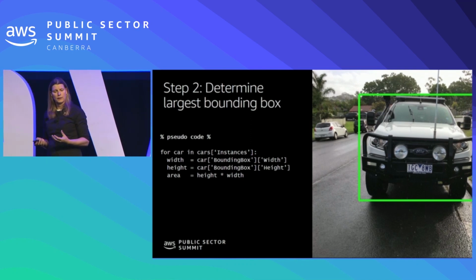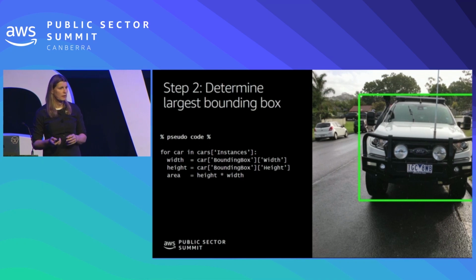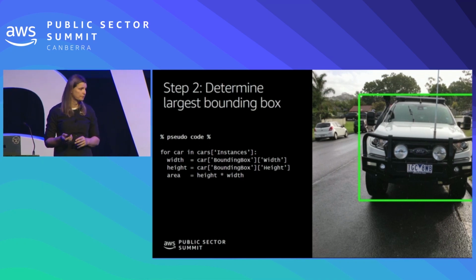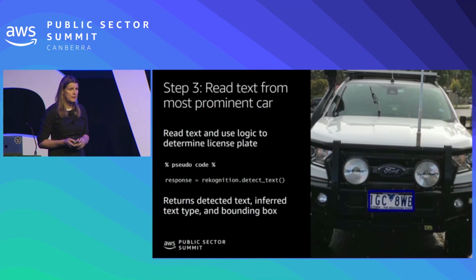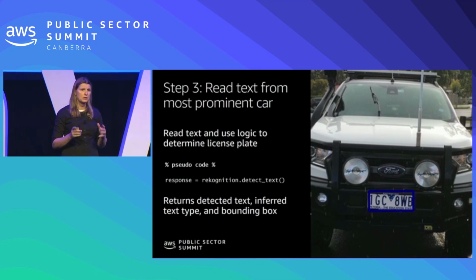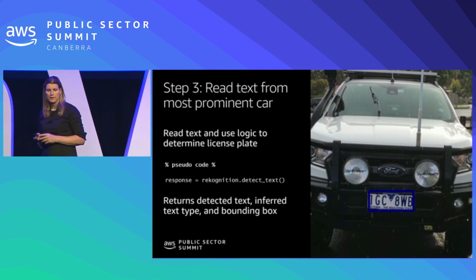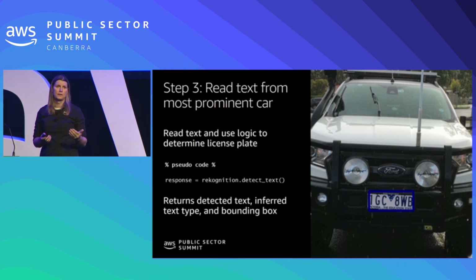So now, let's move on. How do I read license plate information? And I just want to make one API call. So in this case, we use Rekognition again. I've cropped out that image of the most prominent vehicle and passed that back into Rekognition as a new image. And this time I'm calling the detect text method. What this will do is detect any text in that image.